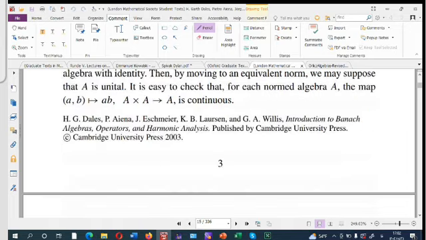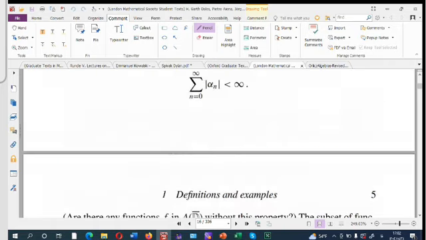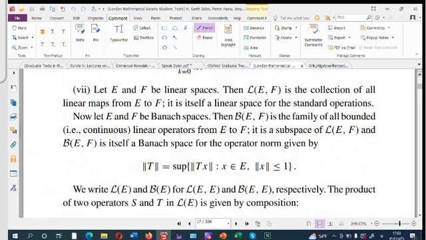And we see some examples such as this and other examples at infinity. And finally we see this example.